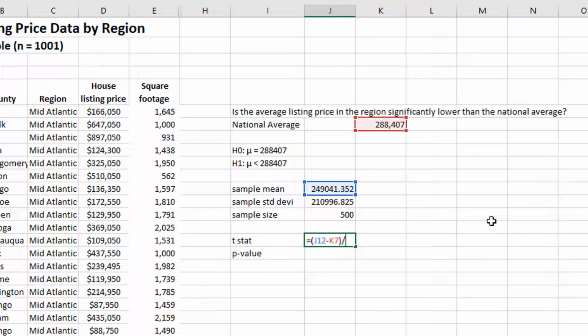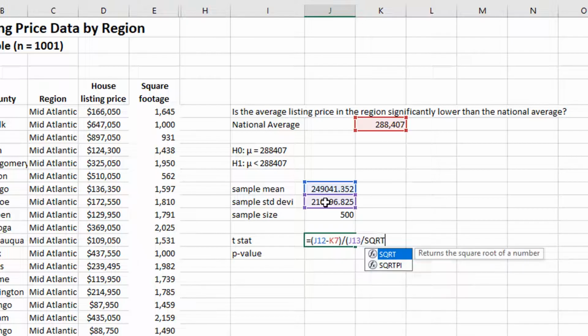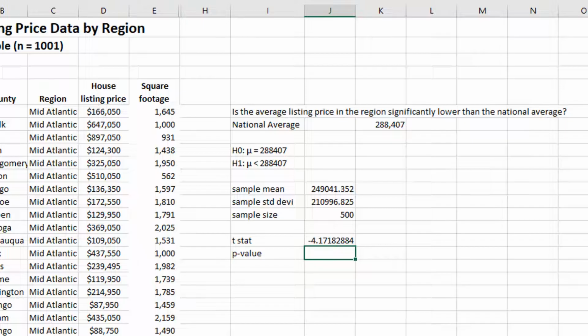Now I'm going to divide that by, and another parenthesis because I want to make sure that the calculation doesn't get messed up, the standard error, which is not the standard deviation, but it's the standard deviation divided by the square root, SQRT, of the sample size. Okay. Now that's going to finish off this statistic. I'm getting negative 4.17.